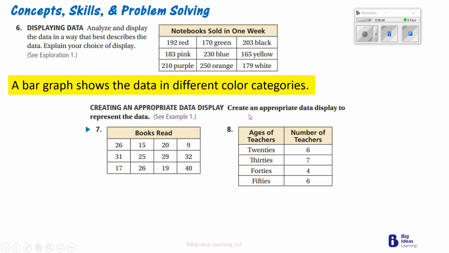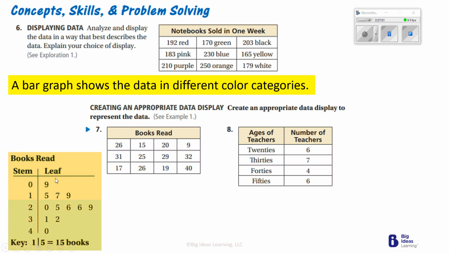Number 7 says, create an appropriate data display to represent the data. If I was going to display this data, remember I should put everything in order, books read, right? I'm going to put it as a book read stem-and-leaf plot. When I do this, this tells me that whenever I have a 0, that's things less than 10, so that would be 9. When I have things bigger than 10, I have the 1 in front of it, so that's 15, right? 1 and 5, then 1 and 7 for 17, 1 and 9 for 19.